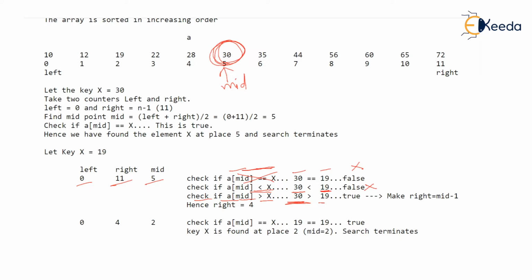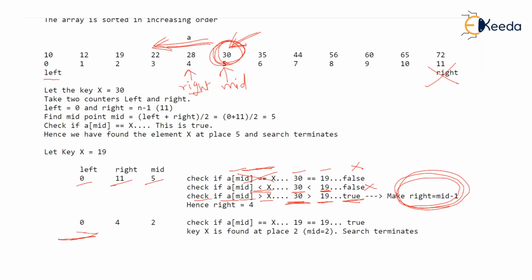That's true. So therefore, we know that the value that we are looking for must be to the left of the mid because mid is storing a value greater than 19, greater than x. Then 19 must be to the left. So therefore, just check this, we make right equal to mid minus 1. What is mid? Mid is 5. So right is 4. Now we will be looking for a value from left to right. That means from 0 to 4, and we won't be looking for a value from 0 to 11. So those are the changes which have occurred here. Left is 0 and right is 4. Notice right was 11, but now right has become 4.